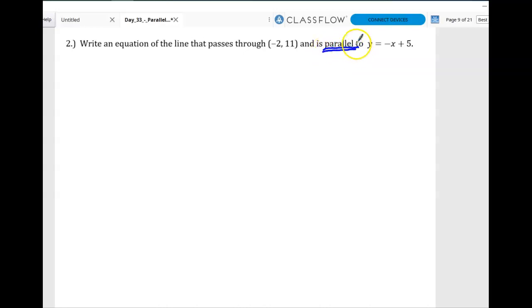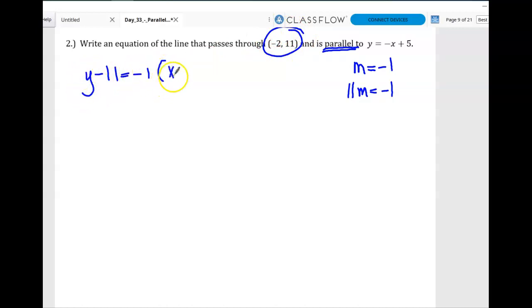Again, highlight parallel versus perpendicular. Make sure you understand what you're looking for. So in this case, I can identify my slope as -1. My parallel slope is going to be the same. Now I use my point right here and put it into point slope form. y minus 11 is equal to -1 times x plus 2.